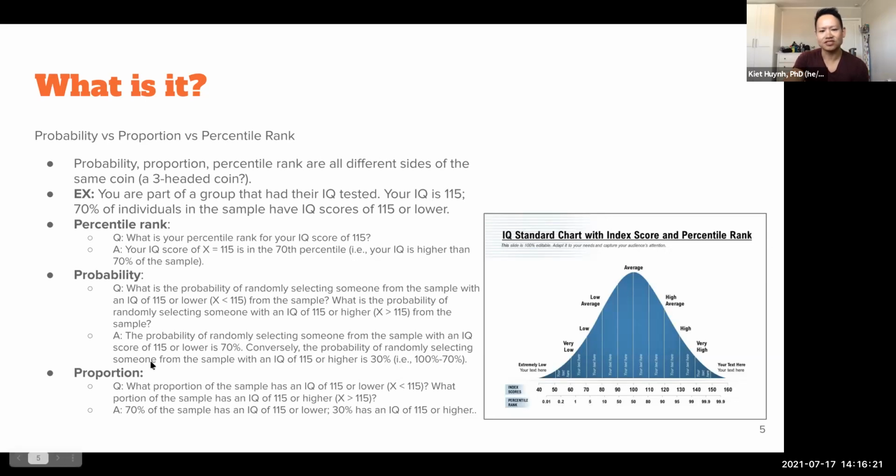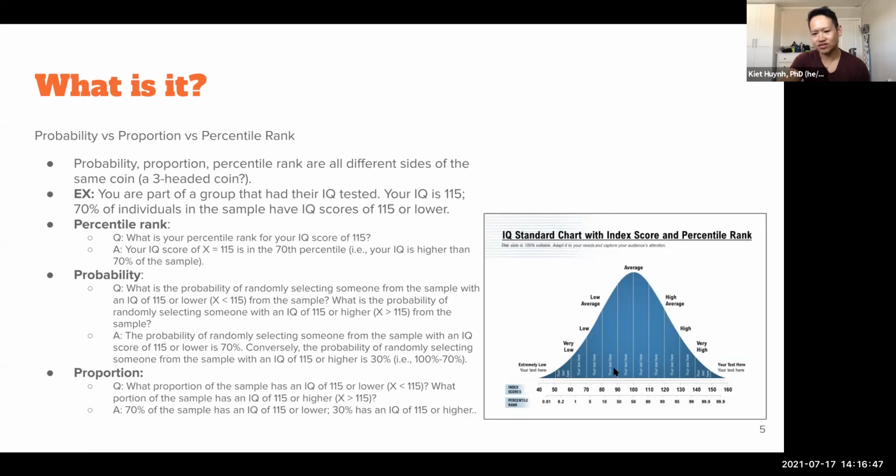So how would you use this example to ask a proportion question? A proportion question could be like this: what proportion of the sample has an IQ score of 115 or lower? And the answer is 70% again. So as you can see, there's a theme here: depending on how the question's asked, you just use the same math, and respond using the language of the question.